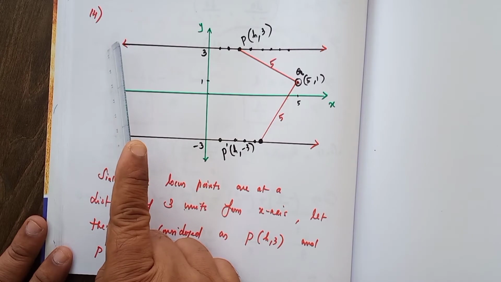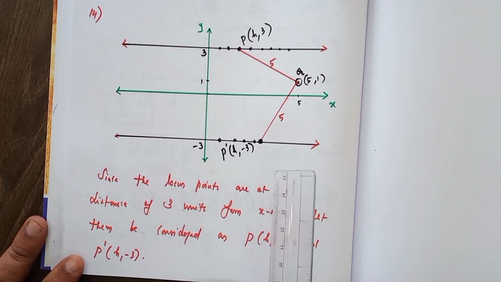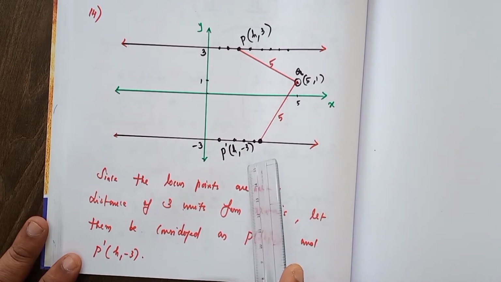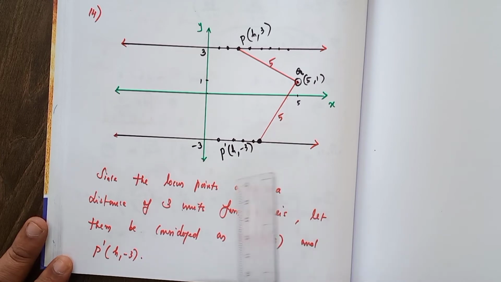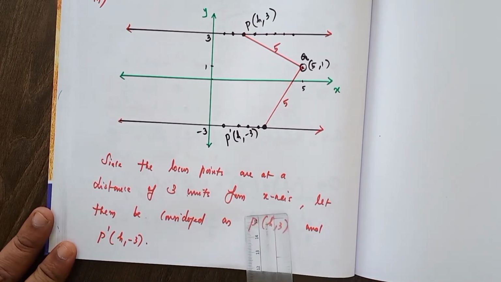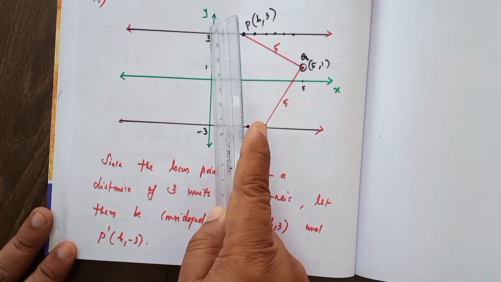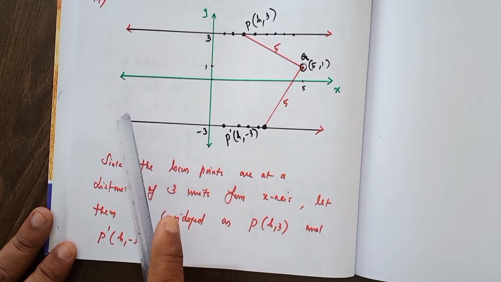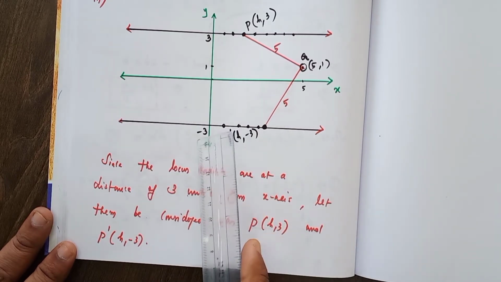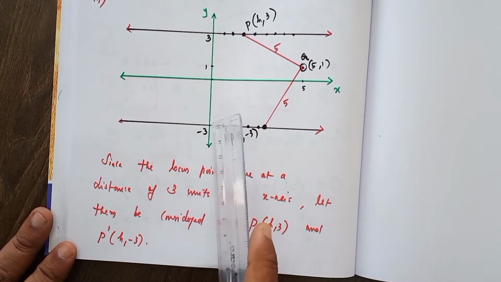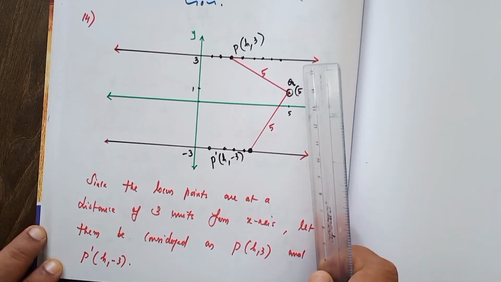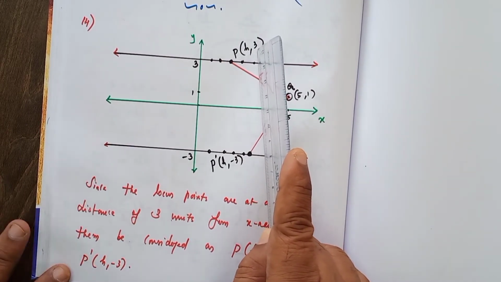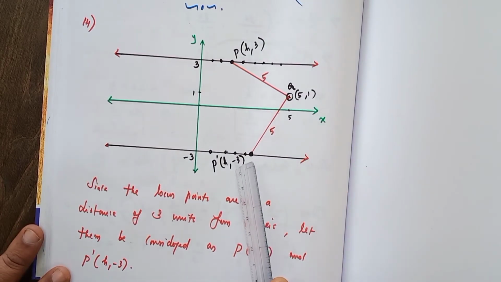Locus. P of (h, 3) and P dash of (h, -3). We have taken (h, 3) and (h, -3). The condition given is that the locus points are at a distance of 3 units from the x-axis. Here also 3 units from the x-axis. Since this line lies below the x-axis, definitely it will be minus 3. But how many units? 3 units. So I consider the general point as (h, 3). Definitely the y coordinate will be 3.